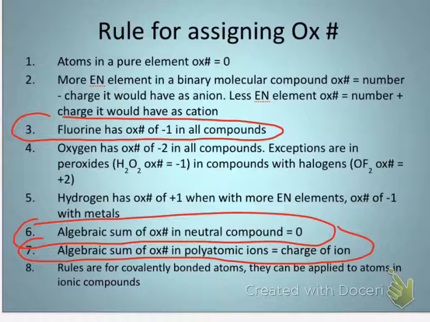Number 8 is kind of a toss-off. These are really intended to be used with molecular compounds. That's how we will use them. We will not use them with ionic compounds, but the rules can be applied to ionic compounds. And at that point, you're talking about oxidation states. And again, beyond our pay grade, you can get into discussions of formal charge. We're not going to do that.